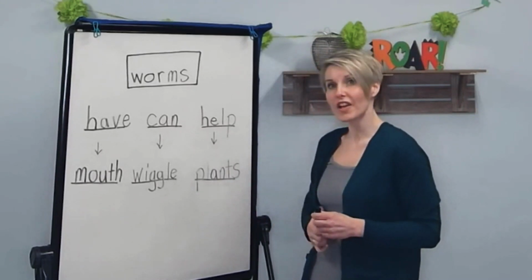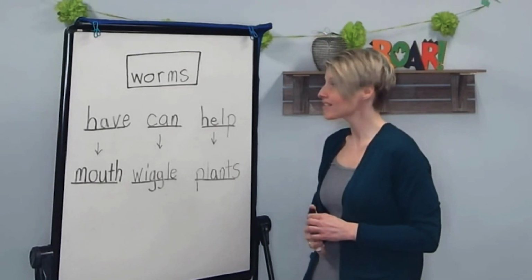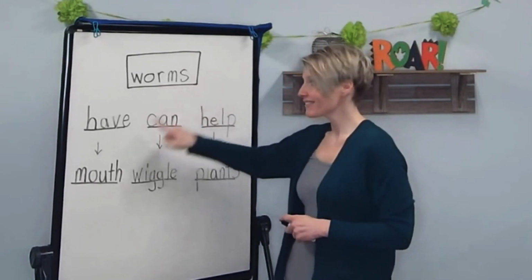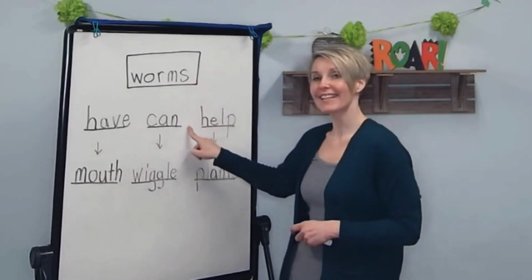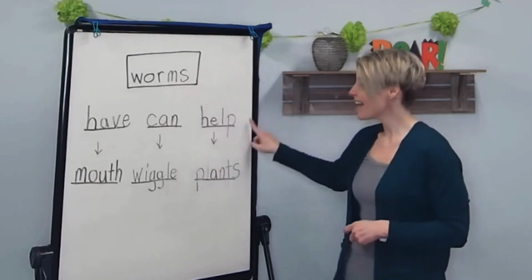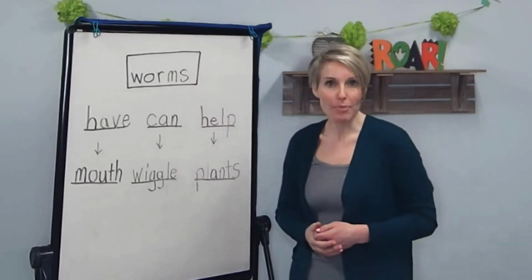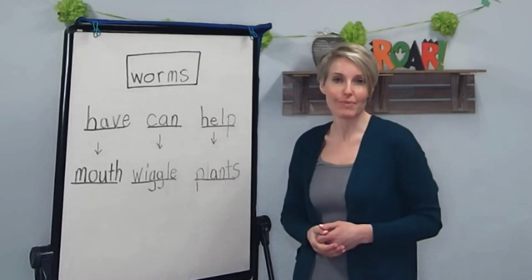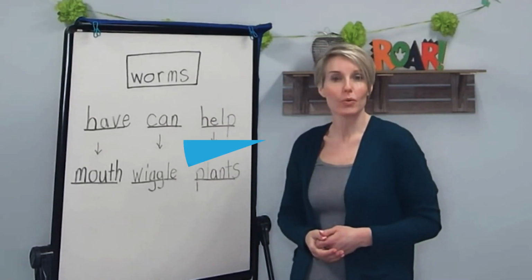Let's go back and look at all of our new information and use the map to help us. Worms have a mouth. Worms can wiggle. And worms help plants. Thanks for helping me organize all of our new information. Next, we'll use this map to help us write a sentence.